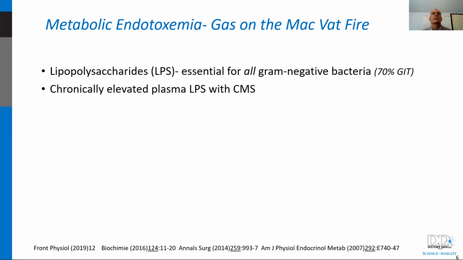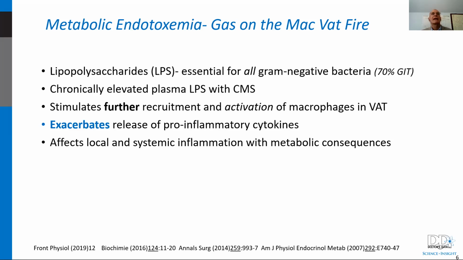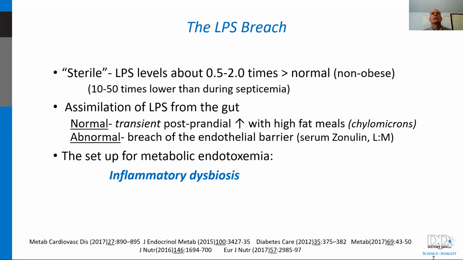But the problem is when we have chronically elevated plasma LPS, as we do with cardiometabolic syndrome. So it's this chronic elevation, and that stimulates further recruitment and activation of macrophages into VAT, which exacerbates the release of pro-inflammatory cytokines and affects local and systemic inflammation with metabolic consequences.